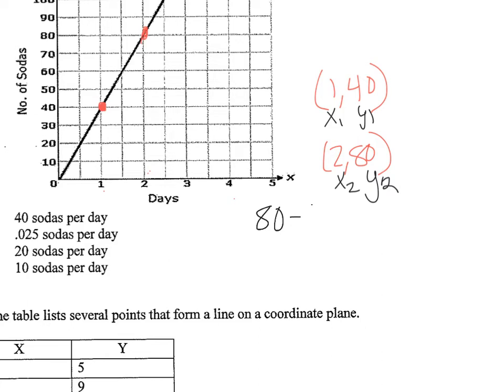So y2 minus y1 over x2 minus x1. 80 minus 40 is 40. 2 minus 1 is 1. So my slope is 40.